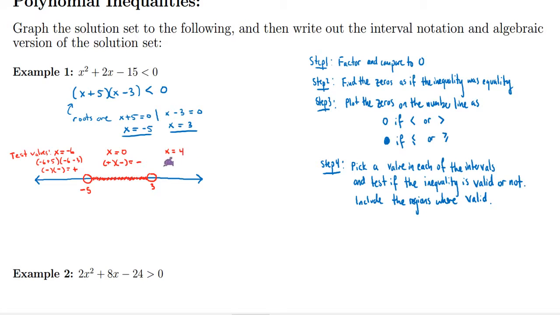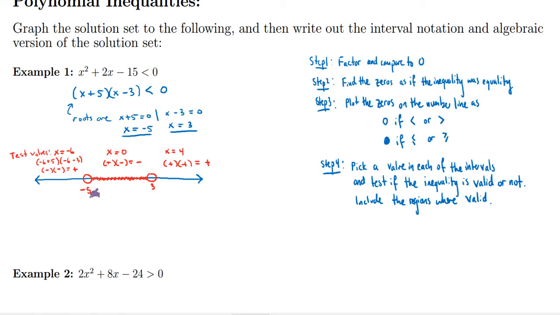What if I plug in 4? If I plug in 4, then I have 4 plus 5 is a positive, 4 minus 3 is a positive, and a positive times a positive is a positive, and that is not less than 0. That's not a negative, right? So we're not going to include that. So this is our solution, right? So that's the graphical solution.